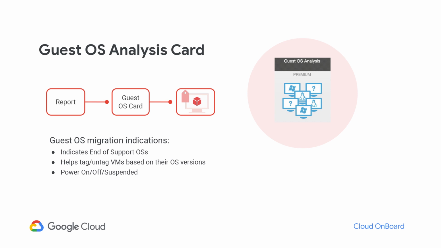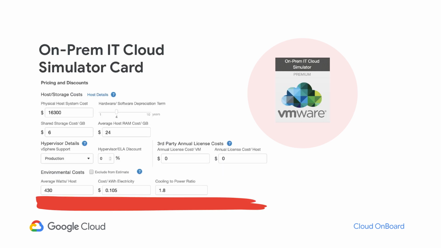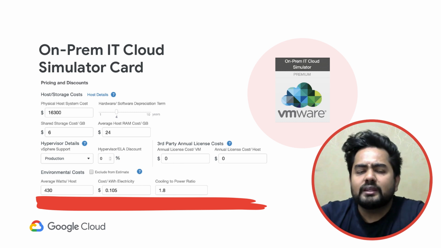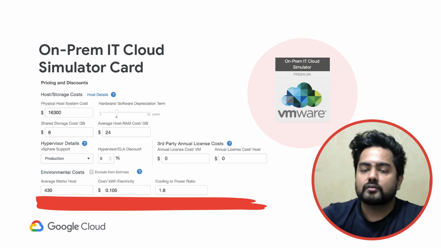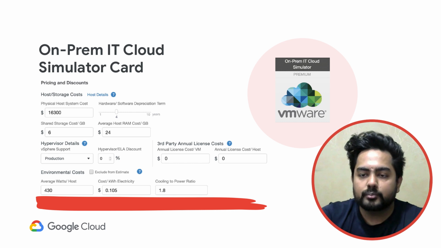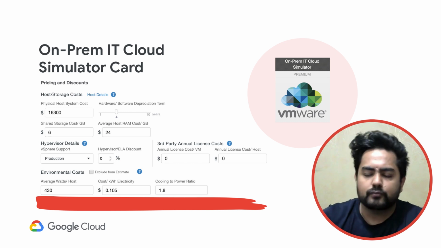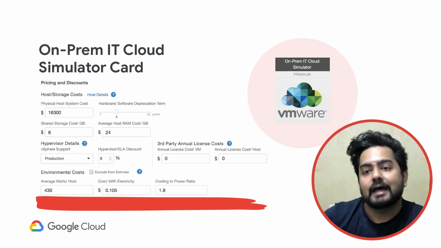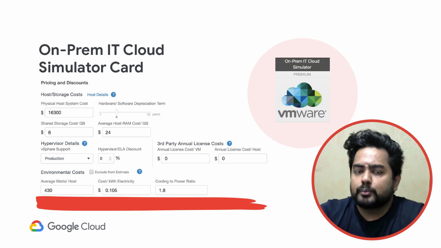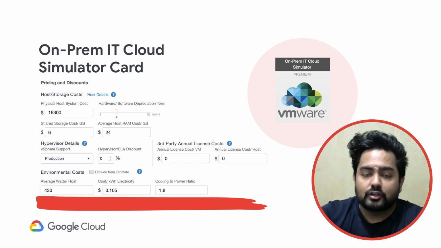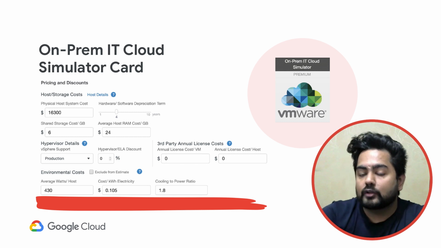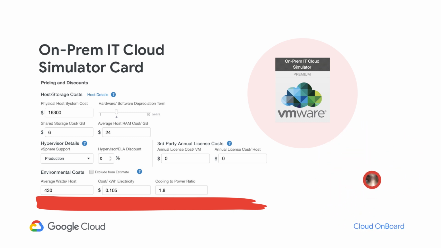There's one more card I want to talk about, which is the on-prem IT simulator card. Until now, we've spoken about the network side and the OS side, but knowing the estimated cost per workload on-prem is really critical in order for you to make that decision, or a business justification, whether you want to move to the cloud or not, which is actually the purpose of this on-prem IT cloud simulator card. And if you're using CloudPhysics, this is one of the important cards that you will always keep track of.